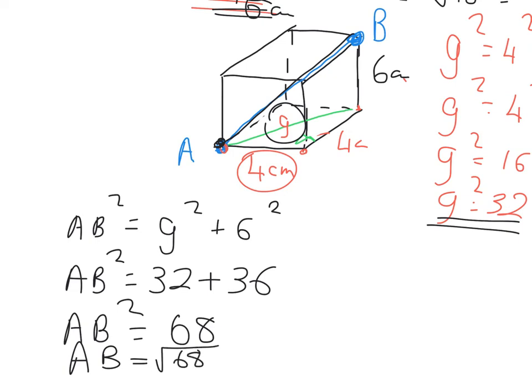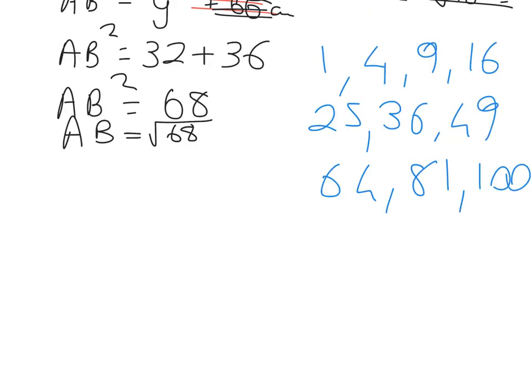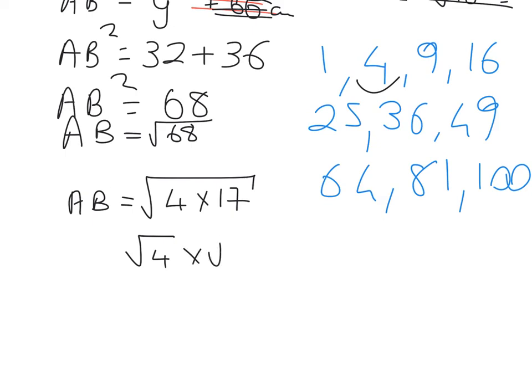Now we're going to simplify that as a surd in its simplest form. So again, a good tactic is to get all the square numbers between 1 and 100. If I scan the list, the biggest one that goes into 68 is 4. So AB is equal to the square root of, and 4 fits into 68 17 times. Square root of 4 times the square root of 17, and that is equal to 2 root 17.